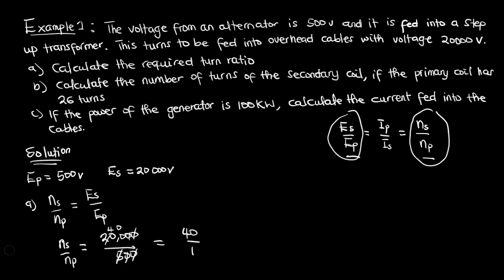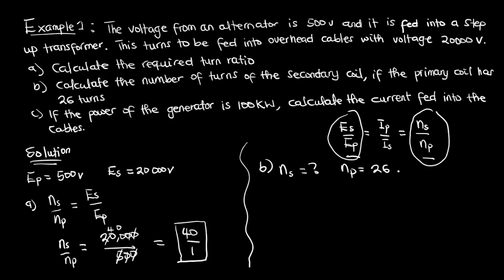We've already said that this is the turn ratio, 40 is to 1. Are you okay? So if that is the case, let's look at B. B is saying that we have to calculate the number of turns in the secondary core, which we represent by NS. If the primary turns is 26 turns, this is what we have over here.